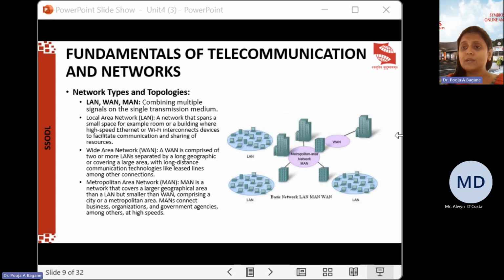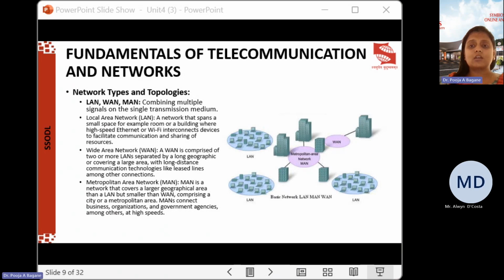In this particular diagram, you can check that there are different LANs. They are used for some particular building or some particular room. Then there is a MAN, which is used for the metropolitan area, that means for the city. And then there is a WAN. WAN means a longer, larger geographical area than that particular city or the LAN. So across the globe, one can communicate through this particular WAN.